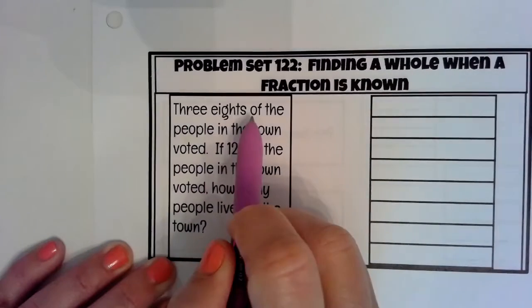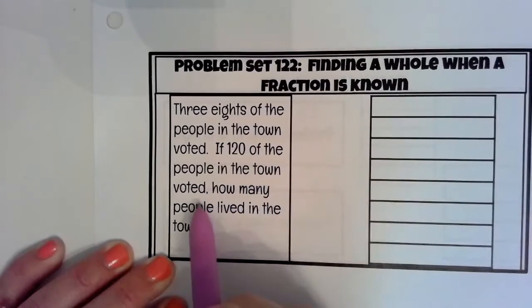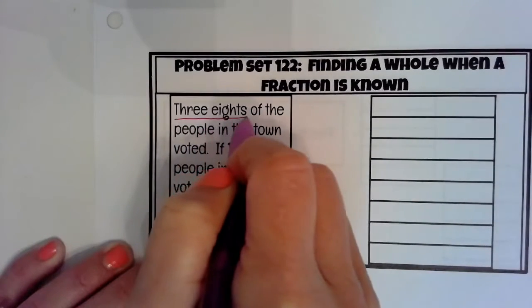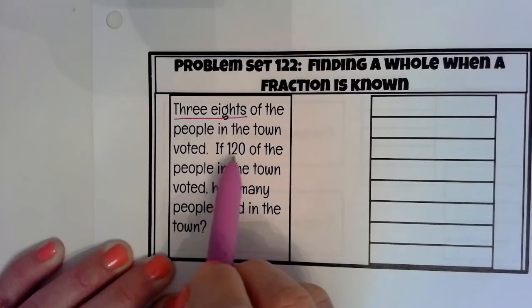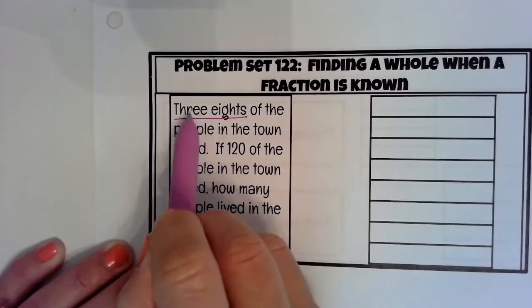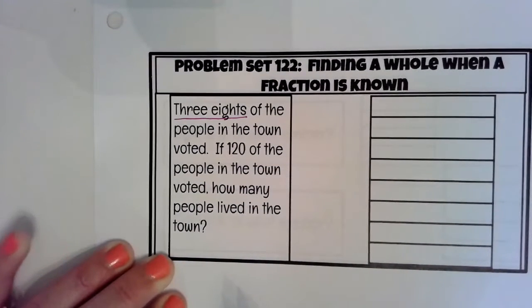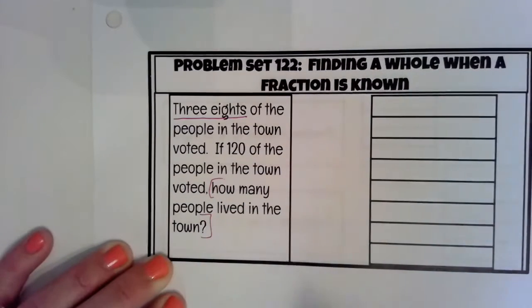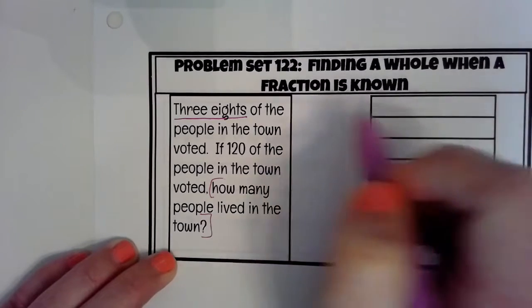3/8 of the people in the town voted. If 120 of the people in the town voted, how many people lived in the town? Once again, we look at the information we know. We know that we're talking about 3/8. That means there's going to be 8 parts. If 120 of the people voted, that means 3/8 equals 120. Okay, so that's the information we know, and we want to figure out how many total people live in this town. So we've got 3/8.